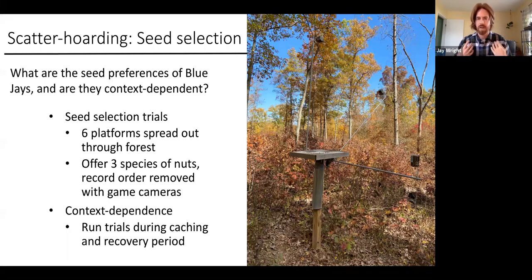And then once blue jays are coming fairly reliably to the platforms, I then start these seed selection trials where I offer 3 species of nuts, and then the cameras record the order in which all those seeds are removed from the platform, and eventually I get an idea of what the preference is for the blue jays that are visiting the platform. The species that I'm using here are white oak acorns, black oak acorns. So that's white oaks representing the white oak group, black oaks representing the red oak group, and then American chestnuts.